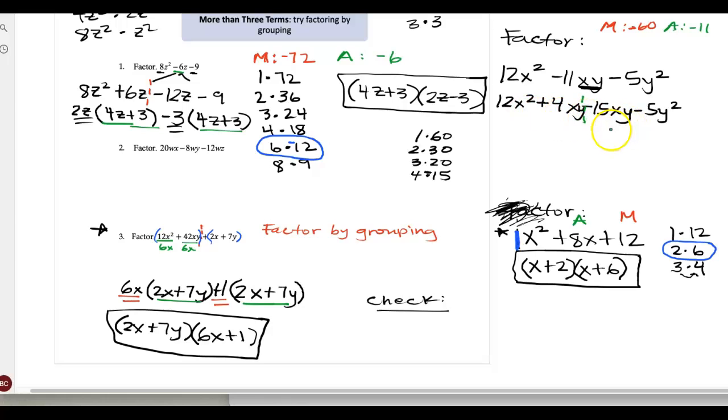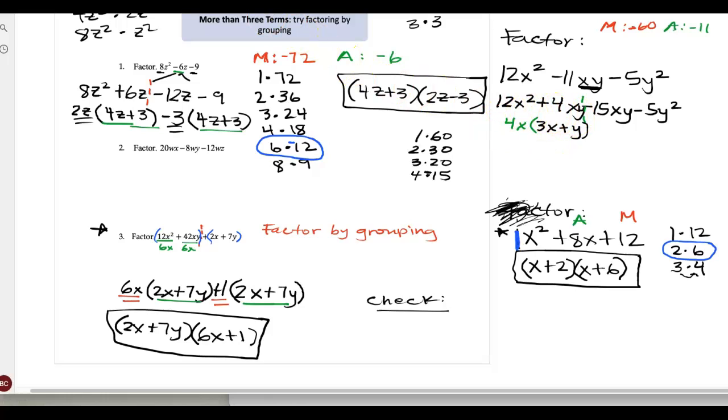Or you could have done the box method, and I might show you the box method on another one here, but it's the same idea as what we've been doing before. So on the first two terms, I can see that 4x is what can come out of both of those terms, and that would leave me with 3x and then plus y.